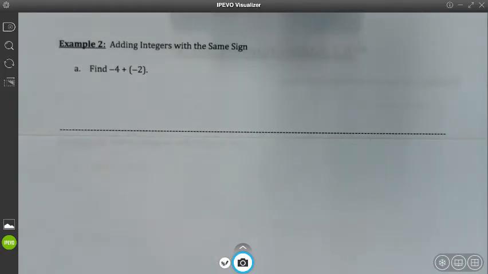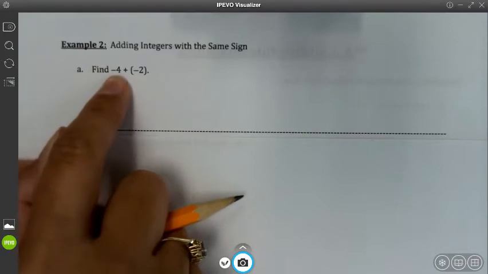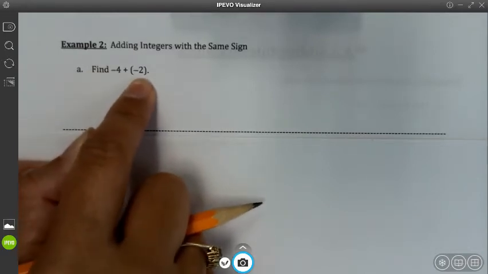Okay, example 2, adding integers with the same sign. So now let's apply those rules because we're not always going to use number lines to help us. That would take a lot longer when we have more complex problems. So we are finding what -4 plus -2 is.